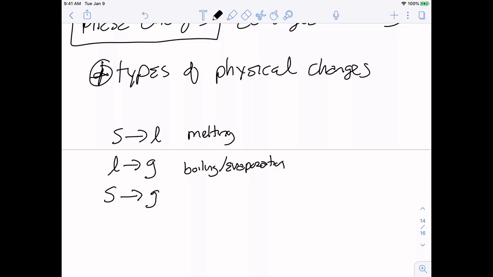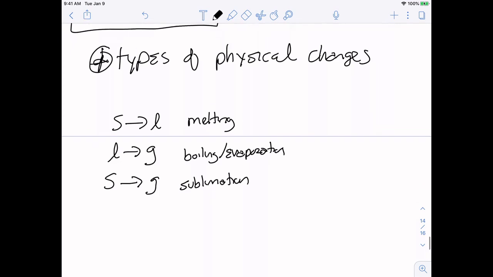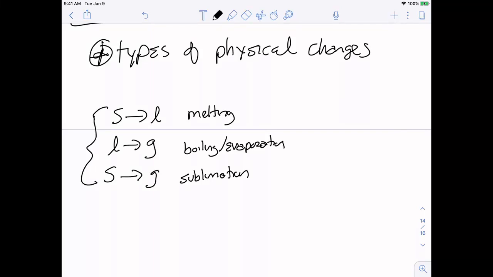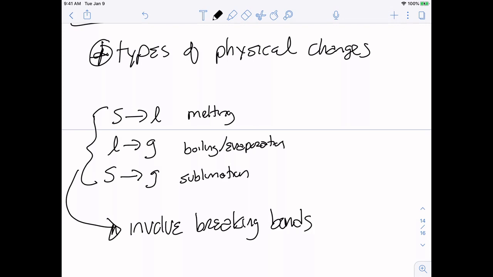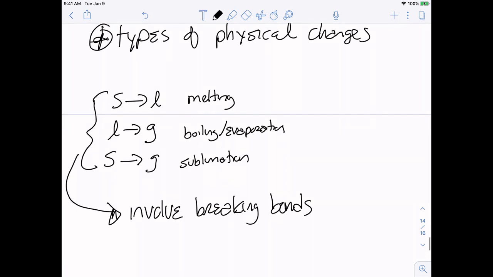And then from a solid to a gas, yeah, sublimation. And then all of these involve breaking bonds. Solid to a liquid, it depends what type of solid it is, right? It could be breaking covalent bonds, it could be breaking ionic bonds, it could be intermolecular forces. Liquids to gas, intermolecular forces. So these involve breaking bonds or intermolecular forces. These take energy. If you're going to break it, it's going to take energy to do that.